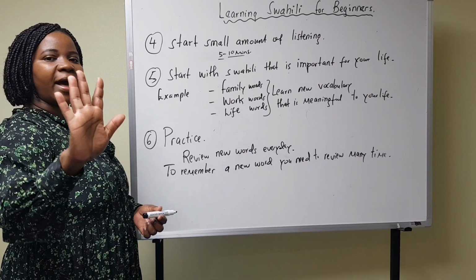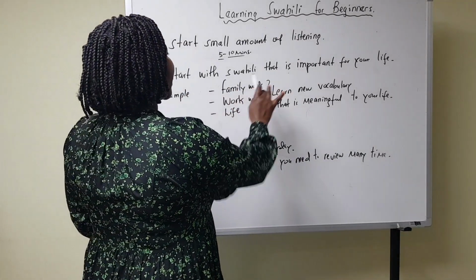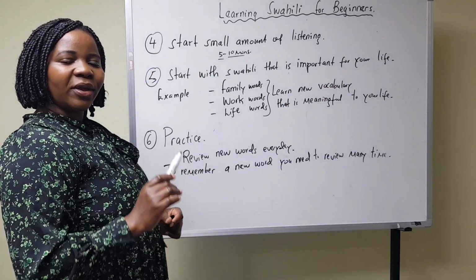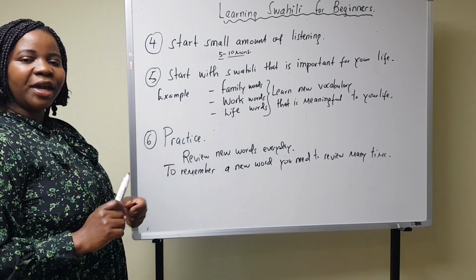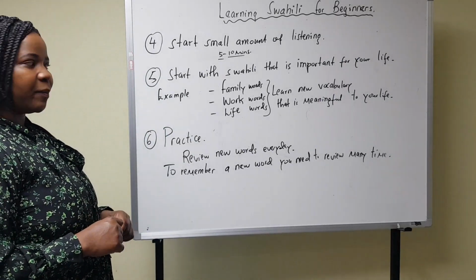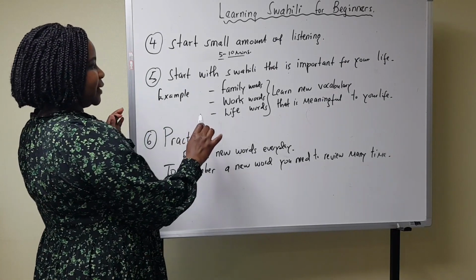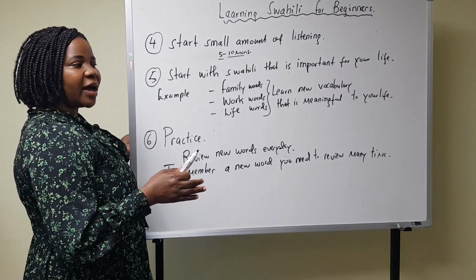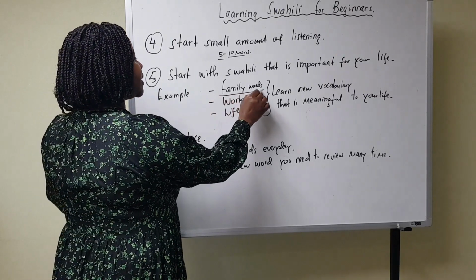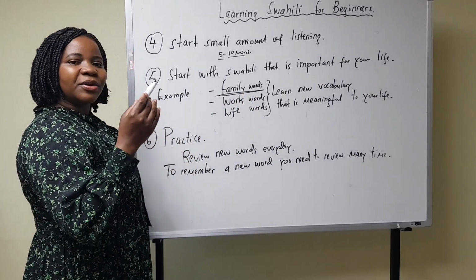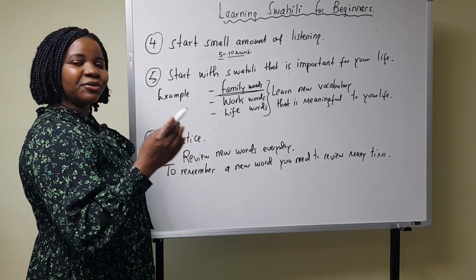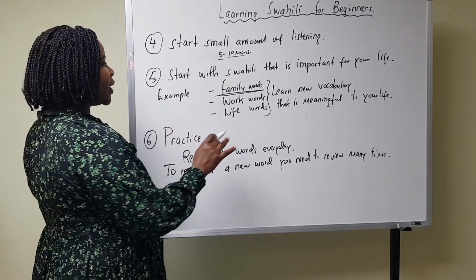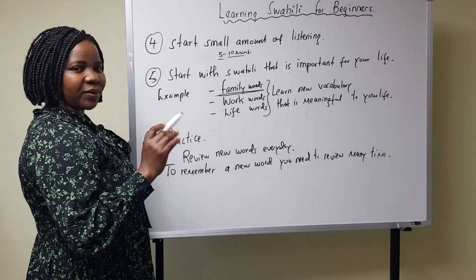And tip number 5 is start with Swahili that is important for your life, okay? Start with Swahili that is very important for your life. For example, find some words that are very meaningful or important for your life. For example, if family is important for your life, find Swahili words that are in family. Find Swahili words for the family, okay? Find Swahili words for the family if family is important for you.